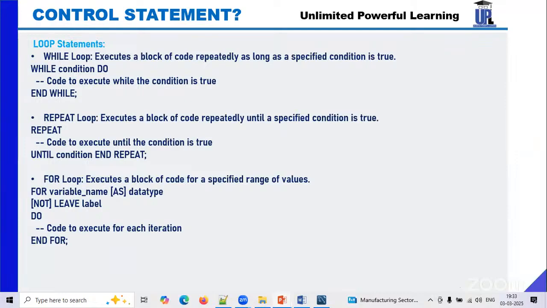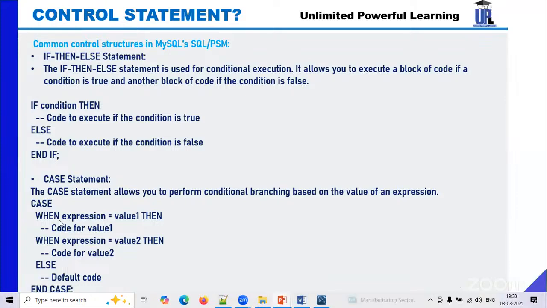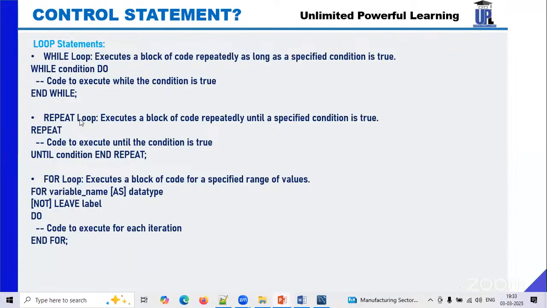Similarly, we have the while loop. If you want to write a block of code repeatedly as long as the specified condition is true: while condition do, then write the code here, and end while. So we have understood the if-else conditional construct. Then we have seen, similar to a switch statement, the case statement. And similarly, we have a looping construct: the while loop, while condition do, end while.